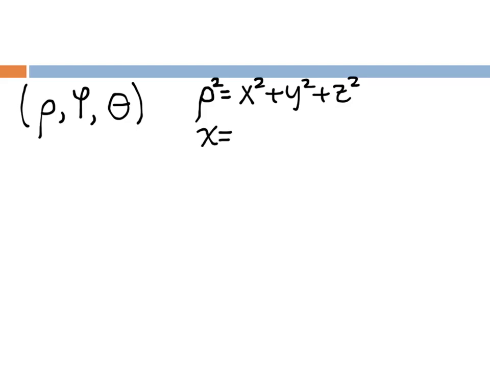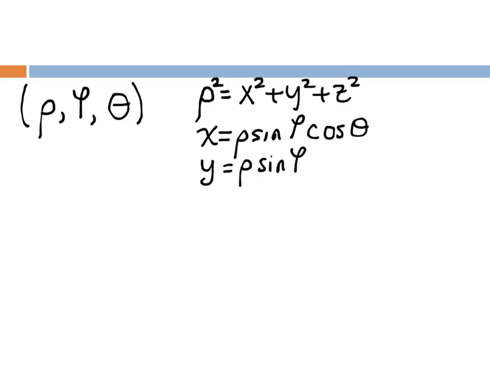X is actually equal to rho sine of phi. Y is rho sine of phi. Oh, I'm sorry, I left that off. It's sine phi cosine phi. That's what happens when I stop reading my writing. Cosine theta. Okay, and then the y is rho sine phi sine theta. Z is your easiest one. Z is rho cosine of phi.